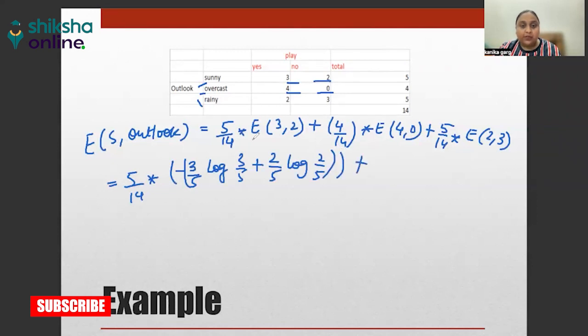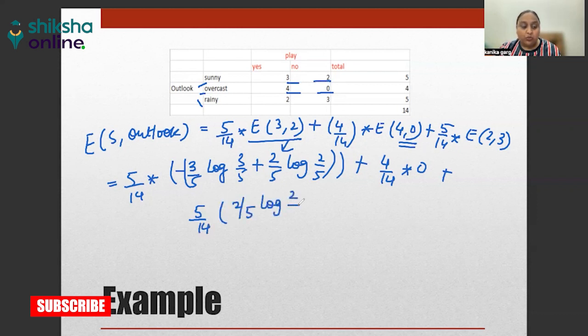Then similarly, this is for this term. Then for this term, we will have 4 by 14 into 0, because this will give you 0 information, right? And then finally for 5 by 14, minus 2 by 5 log 2 by 5 minus 3 by 5 log 3 by 5. So this whole will give you some value near, right?